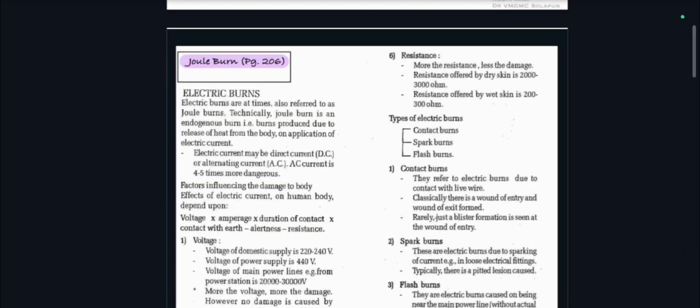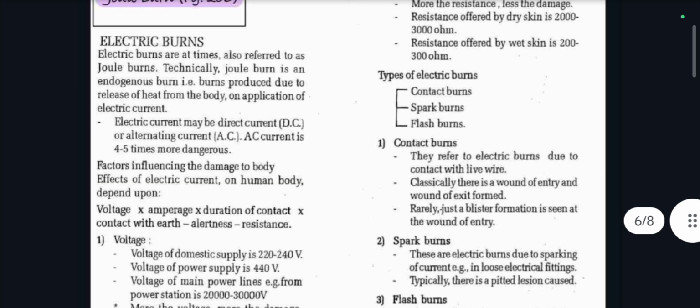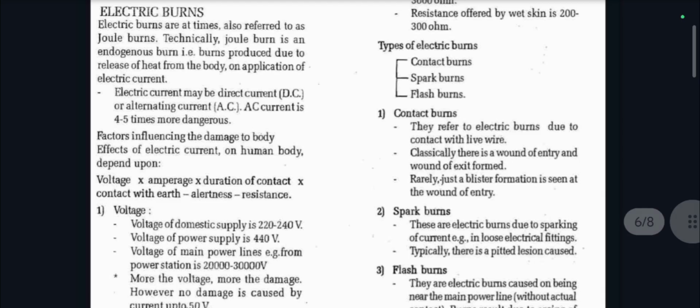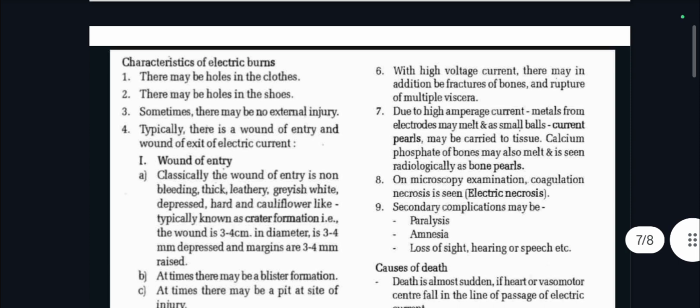You have to define joule burns. These are nothing but the endogenous burns produced due to release of heat from the body on application of electric current. So you have to write everything about the factors: voltage, amperage, duration of contact, contact with earth, then alertness and resistance, and types: contact burns, spark burns, and flash burns. Also the manifestations. Now what are the features of electric burns?